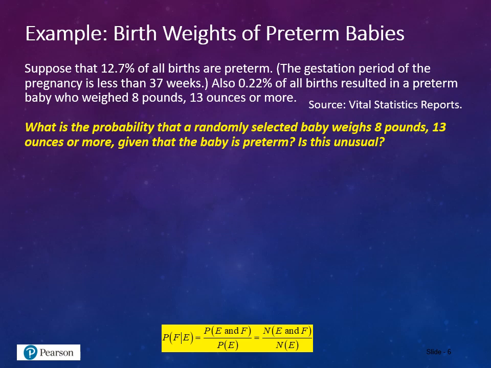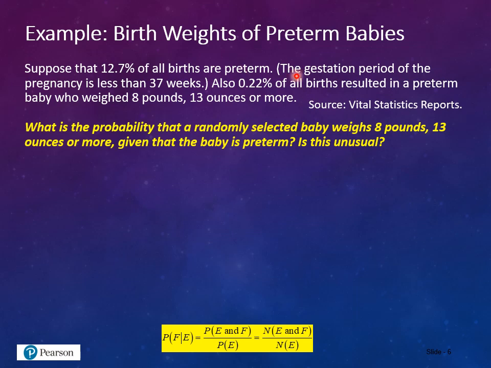Suppose that 12.7% of all births are preterm. The gestation period of pregnancy is less than 37 weeks. Also, 0.22% of all births resulted in a preterm baby who weighed 8 pounds, 13 ounces or more. What is the probability that a randomly selected baby weighs 8 pounds, 13 ounces or more, given that the baby is preterm? So we're looking for 8 pounds and preterm.